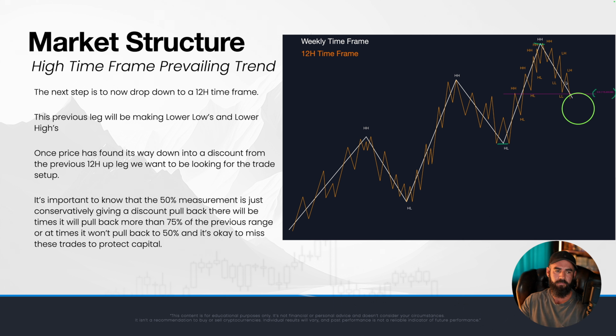The 50% measurement is basically just a conservative pullback area. There'll be times it'll go to the 75%, which we call deep discount. Other times it won't even come back to the 50% if it's strong enough, it will move higher. So this is basically just giving us a general idea. We want to be taking good high quality trades and staying out of areas where we could get stopped out all the time. I generally like to see it coming back down to 50% or below to be looking for this trade setup.